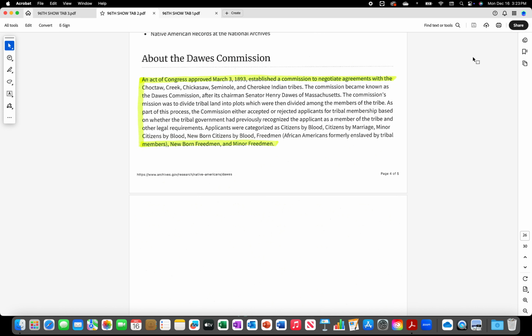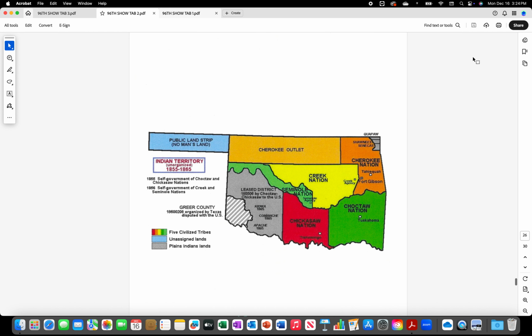In 1893, it said freedmen. Right. Listen, March 3rd, 1893, it says right here, freedmen. In parentheses, it says African Americans formerly enslaved by tribal members. In 1893, they weren't calling groups of people African Americans. They weren't designating or entering into any laws or acts any people called African Americans. Newborn freedmen and minor freedmen. Okay.